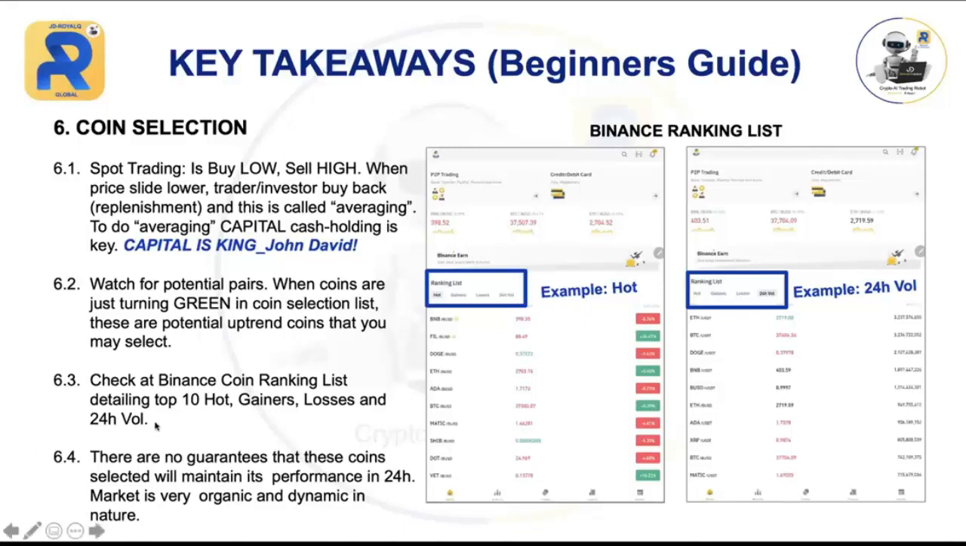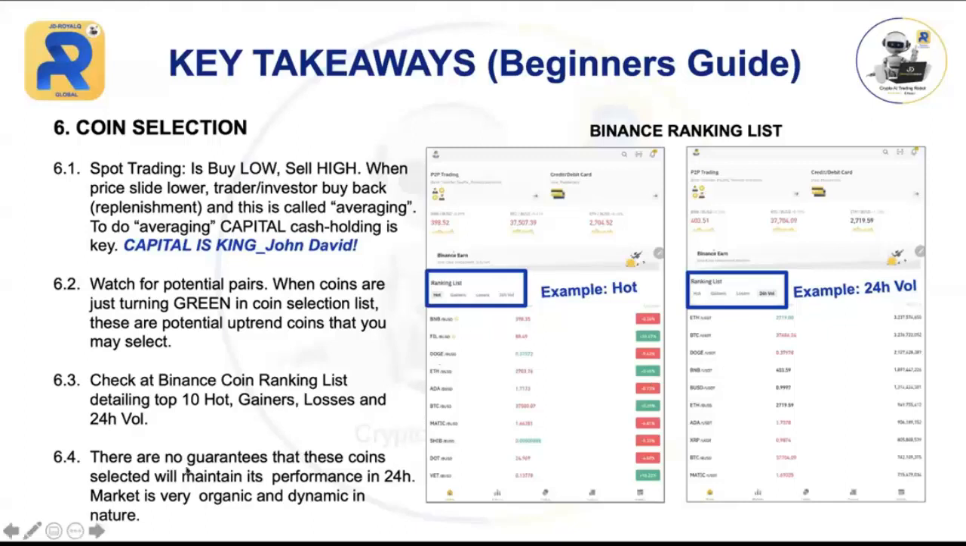Or you can get into the Binance coin ranking list, okay? You will be able to see the top 10 hot coins, top 10 gainers, top 10 losers, and 24-hour volume. So you can actually watch this example, okay? We have the top 10 over here, which are the top 10 coins, and top 10 in terms of the volume. So this can be some sort of guide for you, which coin to actually choose, okay?